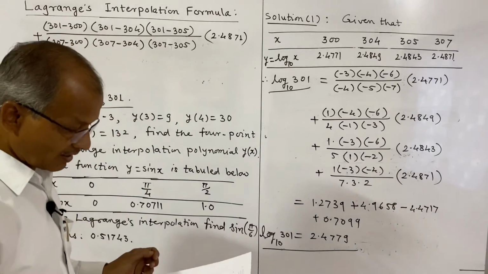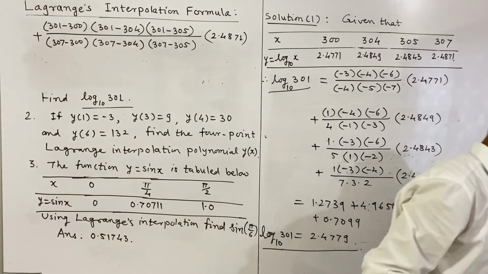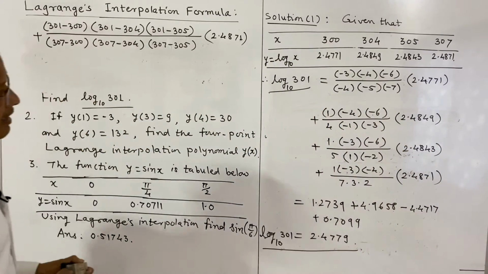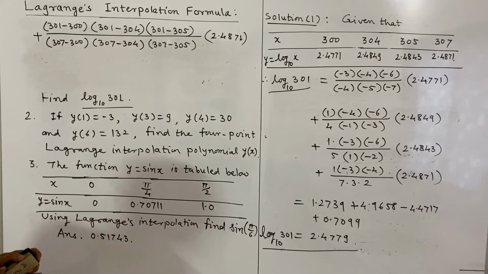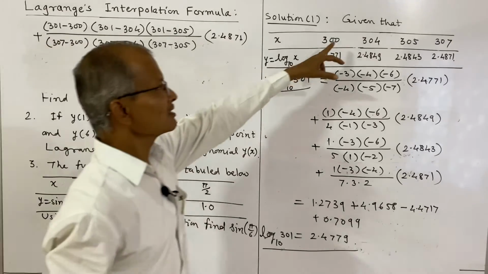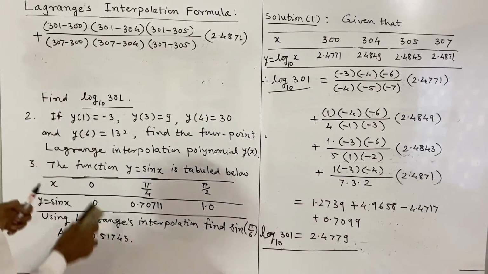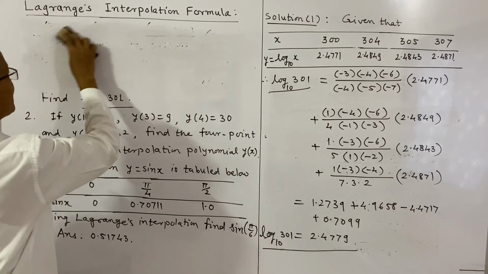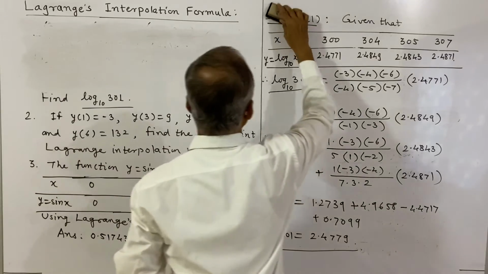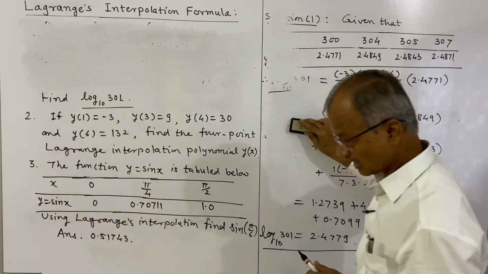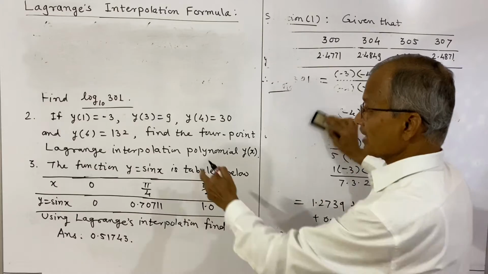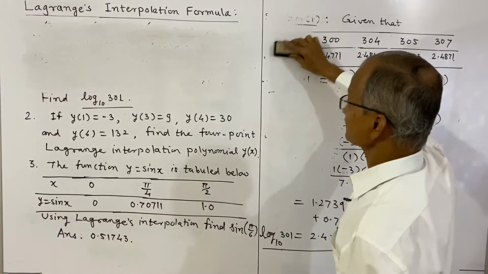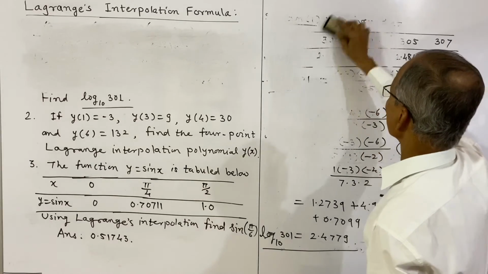So in this way we can use the Lagrange's interpolation formula to find the value of y at a given value of x if the points are not equally spaced. And thus this completes the solution of the first problem. Now see the second one. Here we are asked to find a polynomial, given values of y at certain values of x.